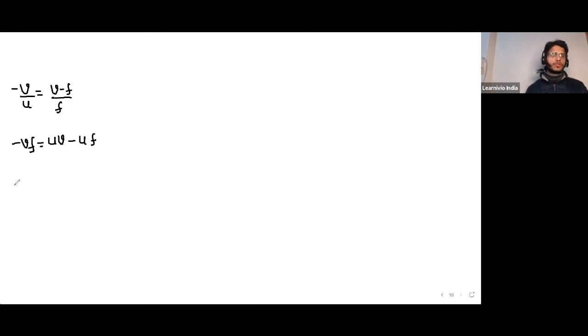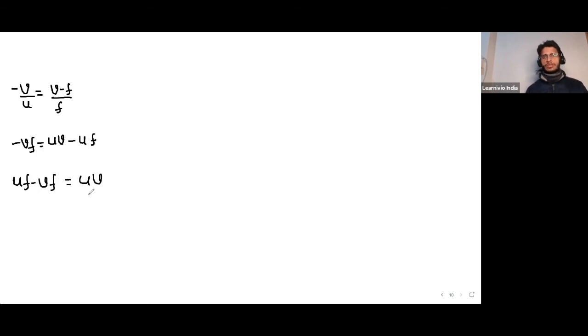You can take this UF to the left hand side. This is UF minus VF is equal to UV. This is your lens formula.